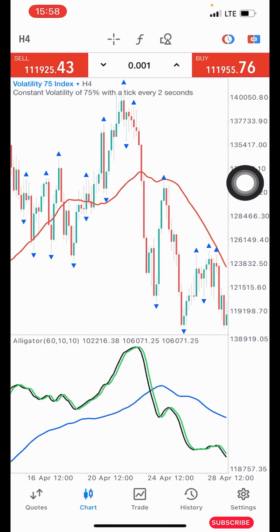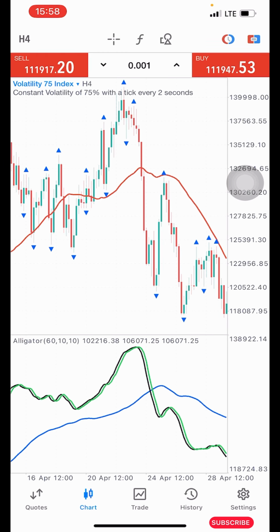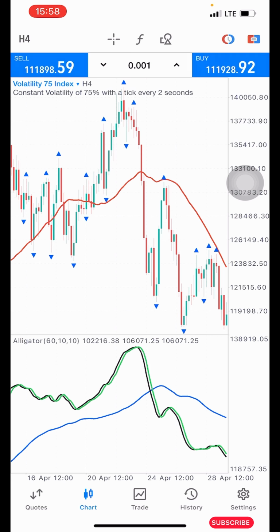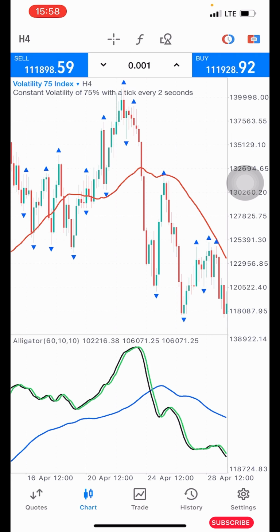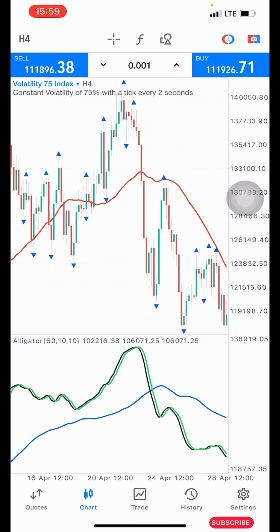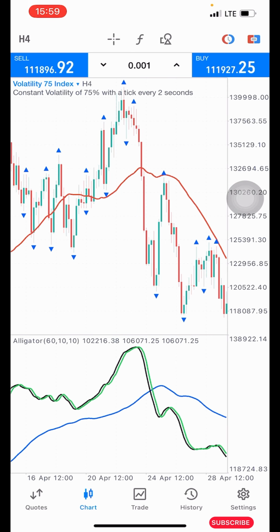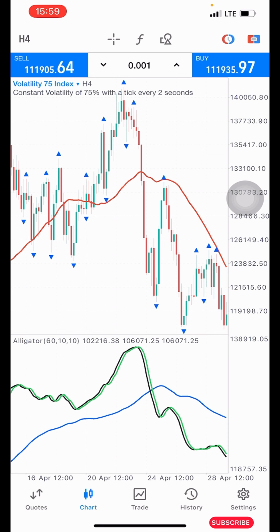You go down to your 5-minute time frame, you wait for the most recent structure the market will make to be broken above or below. Sorry, this time is below. You wait for the most recent structure to be broken below. So once price broke below that, you go in for your sell.